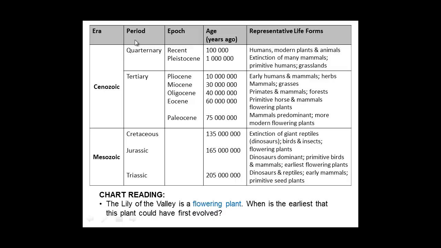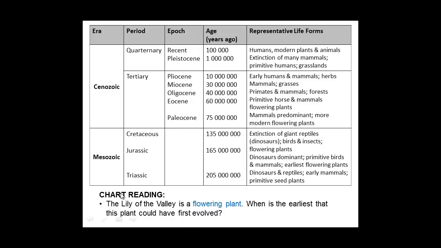So we do have eras, which are made up of periods, which are made up of epochs, and these things actually have names. The Eocene are what are actually in the Cenozoic. Down here we have Cretaceous, Jurassic, and Triassic. We don't really have epochs, but we can see the ages here.